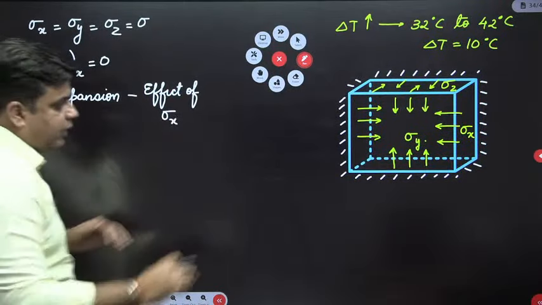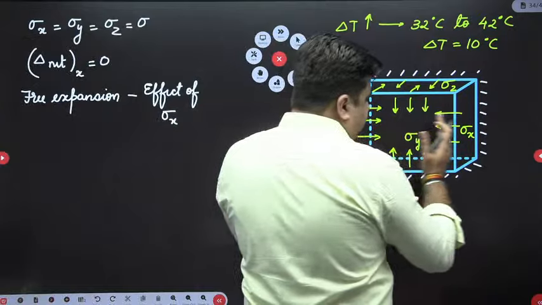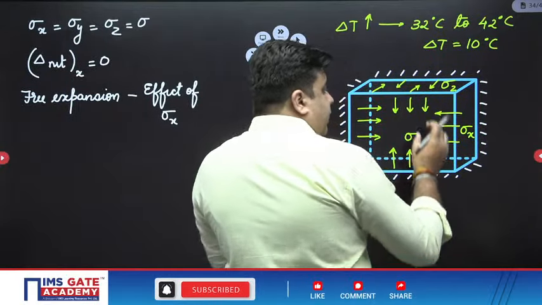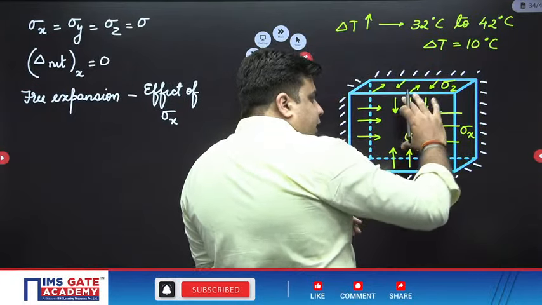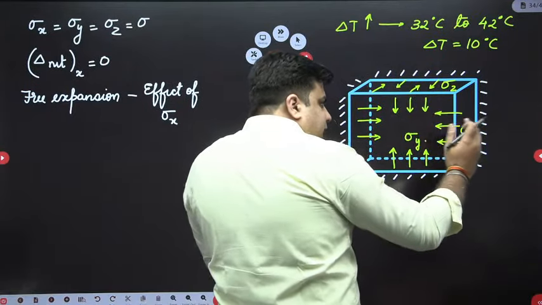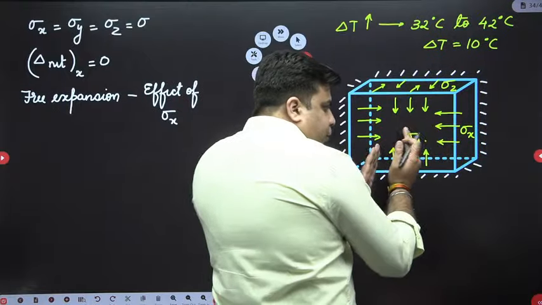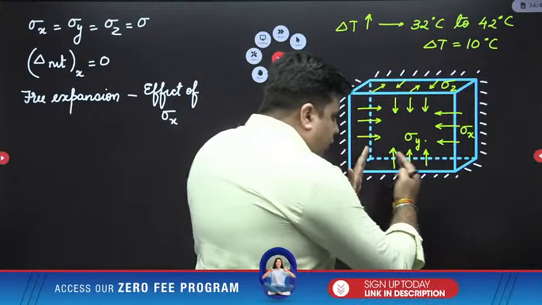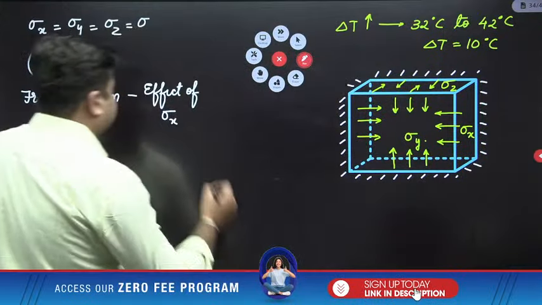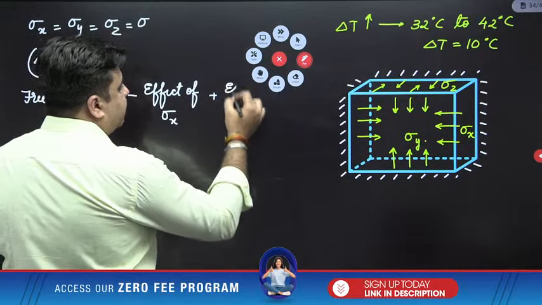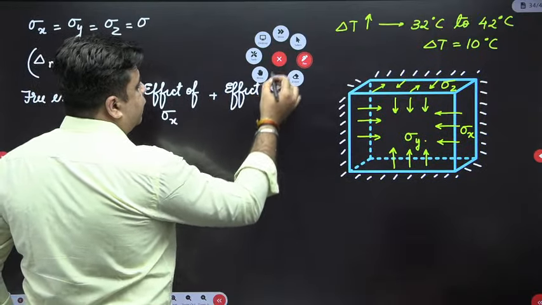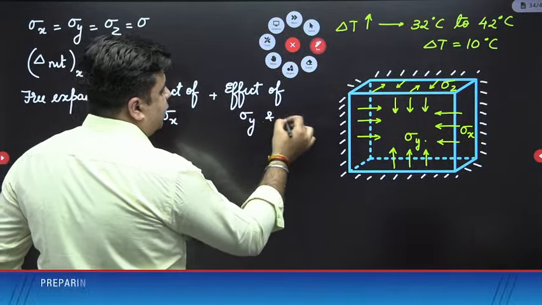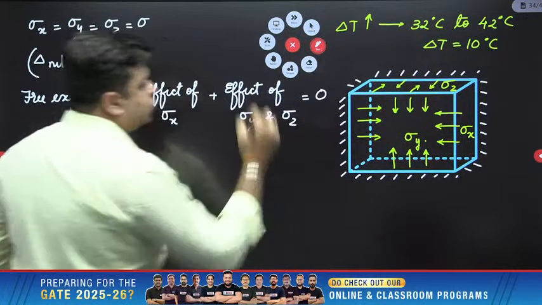You can see this. With increase in temperature, the body is trying to expand, that is free expansion. Then sigma x is trying to compress the body. The Poisson's effect of sigma y is increasing the length of the member. This is compressive, so Poisson's effect will increase the length. Similarly, the Poisson's effect of sigma z will also increase the length along x direction. So plus effect of Poisson's effect of sigma y and sigma z, and this should be equal to 0.